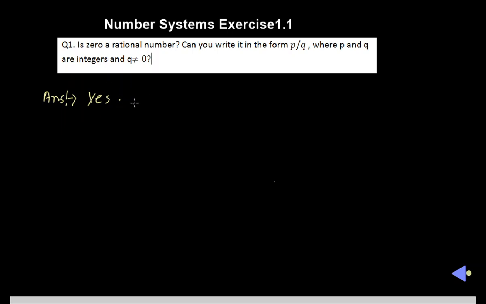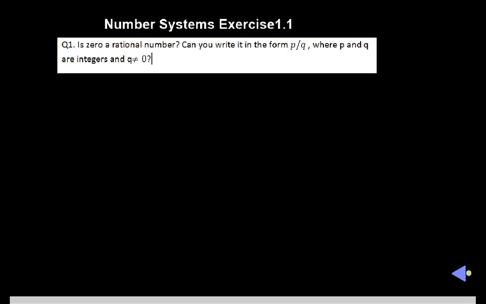So 0 is a rational number because we can write 0 as 0 upon 1, 0 upon 3, 0 upon 100, or anything. We can put any integer value here except 0. Okay, so we can express it that way. So that is the answer to the first question. Remember, 0 is a rational number since all the integers are rational numbers.